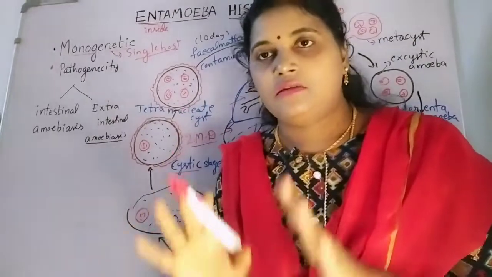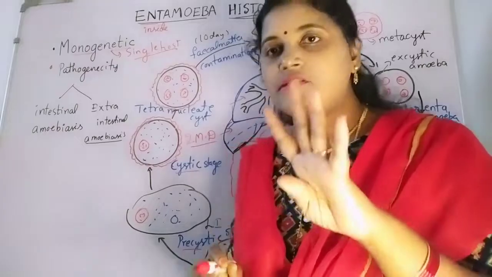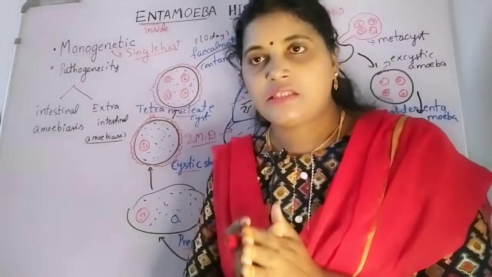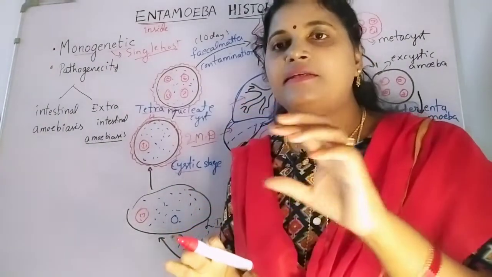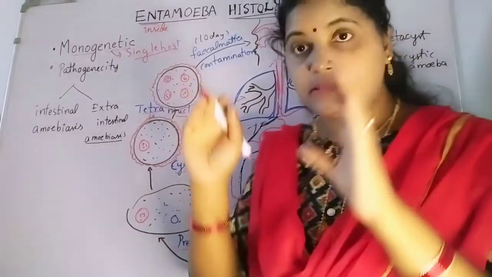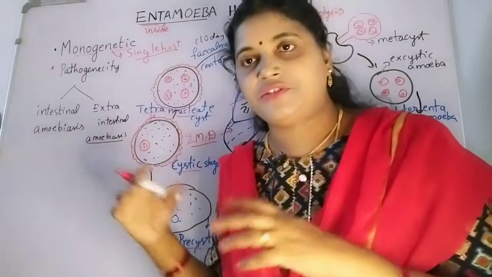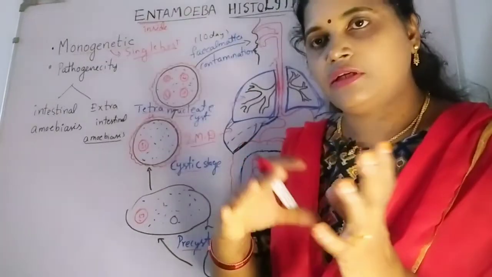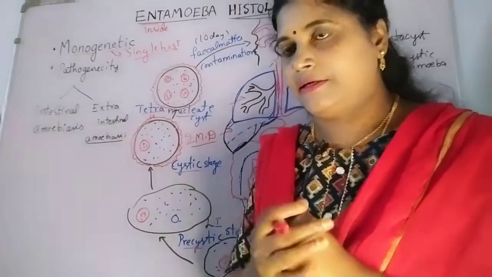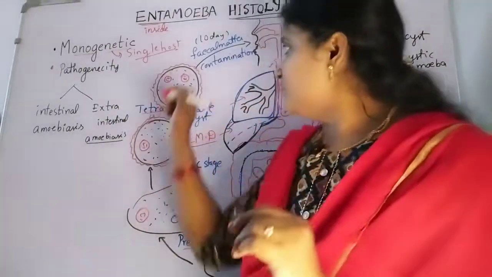This stage with four nuclei is known as the tetranucleate cyst. Tetra means four. Four nuclei form in the cystic stage, which is why it is known as the tetranucleate cyst. The tetranucleate cyst is then released into the fecal matter through the large intestine, expelling the pathogen through the fecal matter.